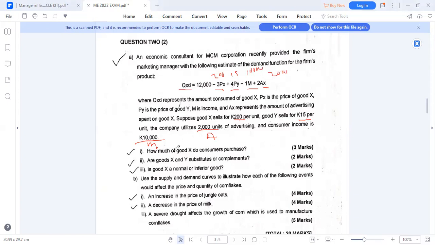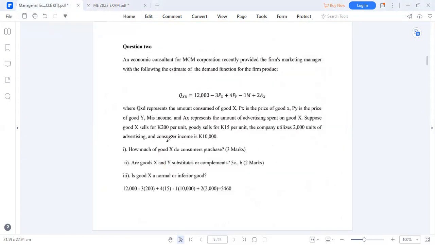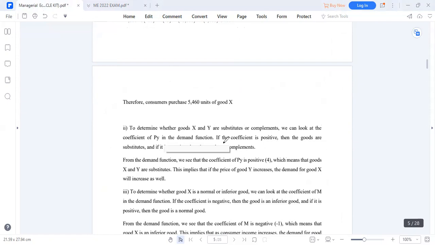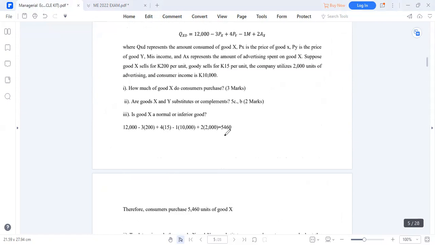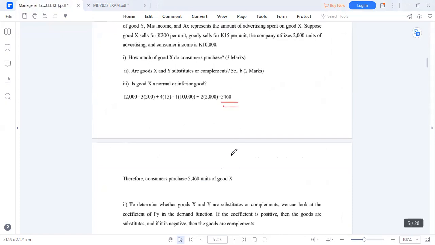So how much of good X do we need to consume? They're asking for the number of units. Are we together now? Is it making sense now? Yes. All right, so when we substitute, in this case, we're going to find 5460. So that's the number of units. How many units will we consume of good X? 5460. This is after we substituted it.